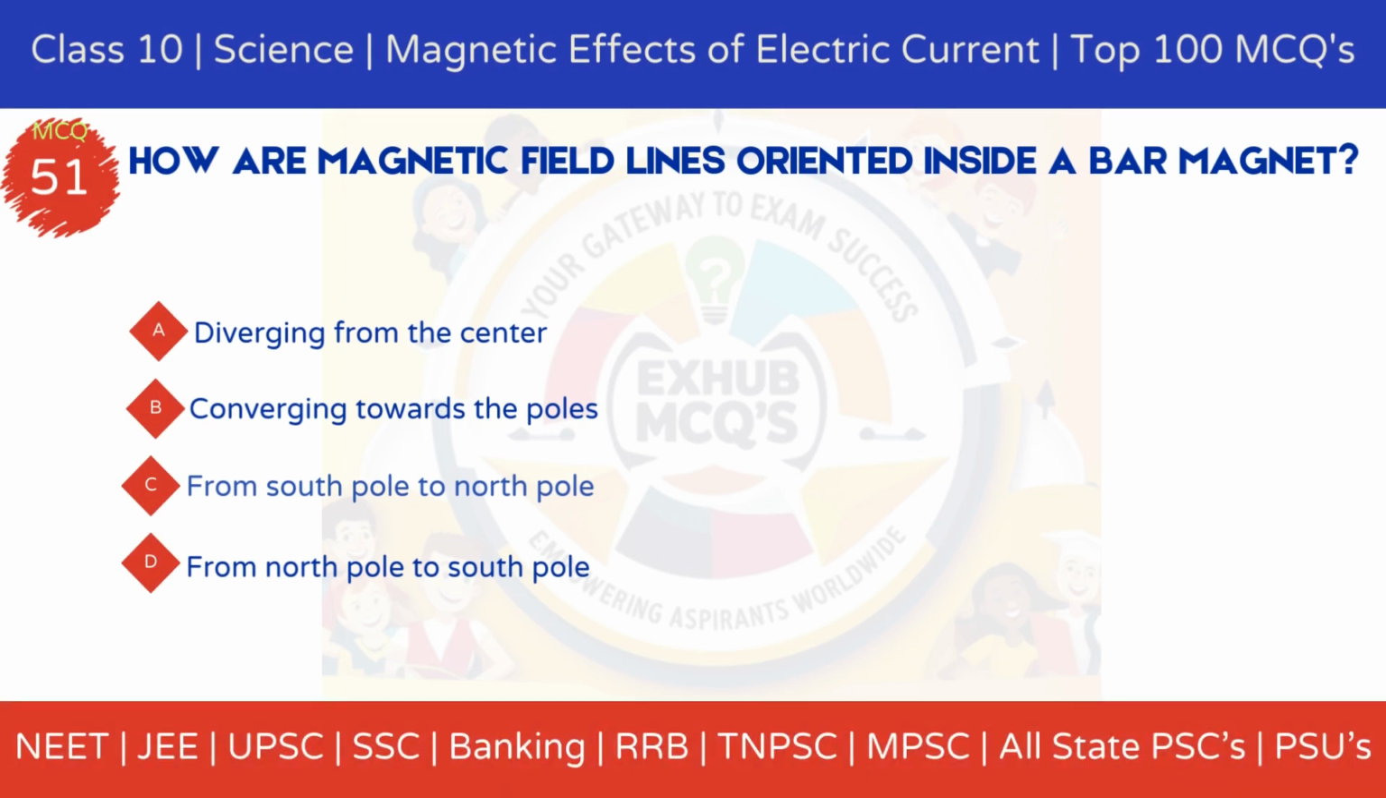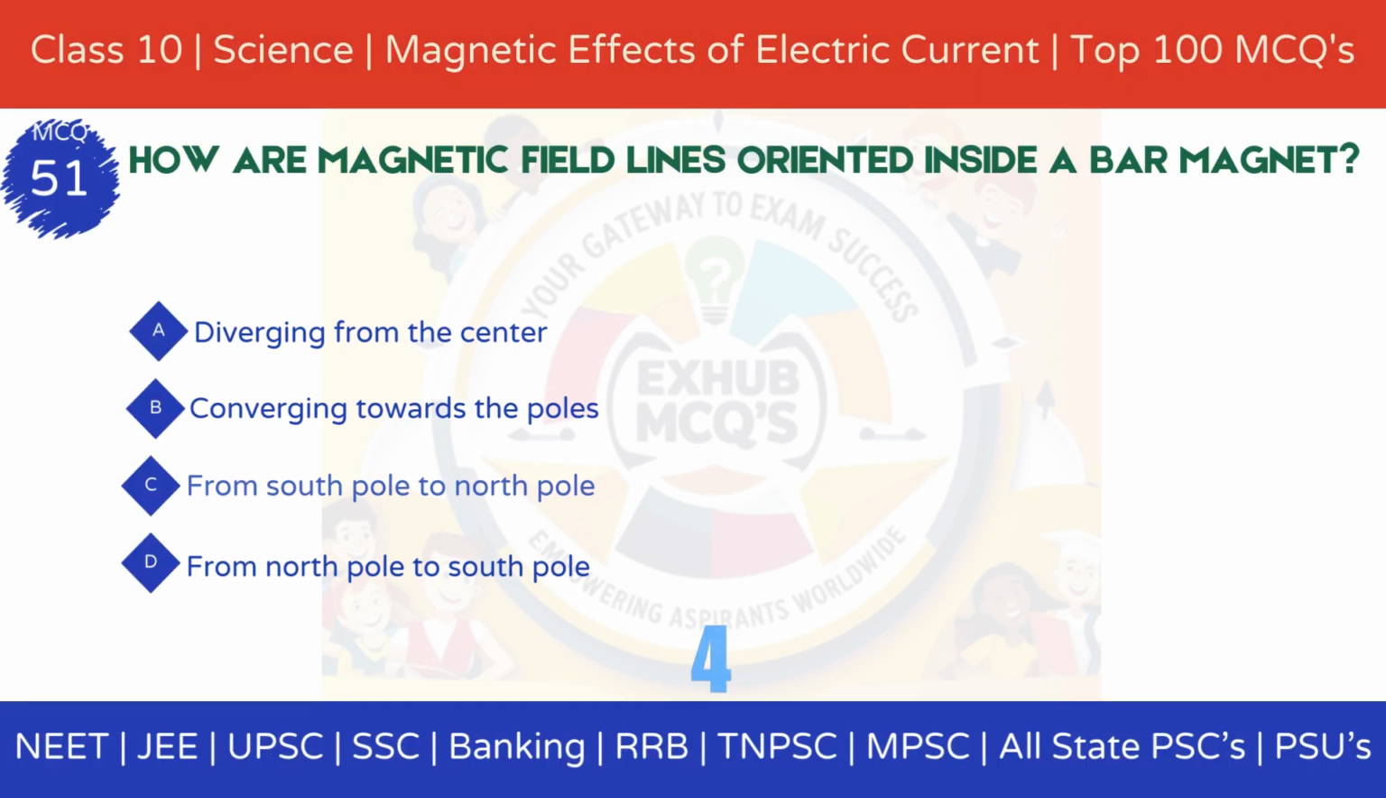MCQ 51. How are magnetic field lines oriented inside a bar magnet? Option A, diverging from the center. Option B, converging towards the poles. Option C, from South Pole to North Pole. Option D, from North Pole to South Pole.